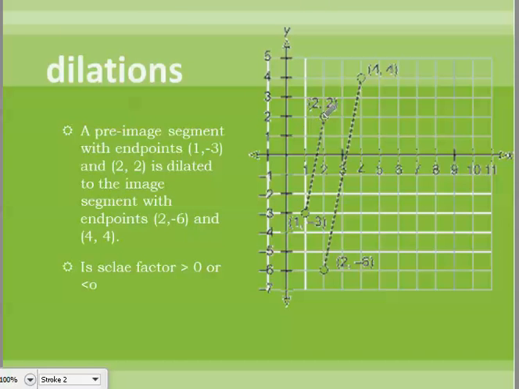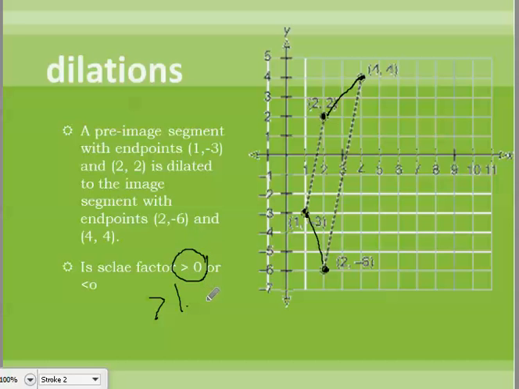Okay, if I'm just given points like this point here, 2, 2, and negative 1, 3, and then they're asking me it's dilated to the image segment with points at 2, negative 6, and at 4, 4, and they're asking me is the scale factor greater than 0 or less than 0? Well, you know what? It gets bigger, doesn't it? So because it gets bigger, it's greater than 1. And because it's greater than 1, it must be greater than 0.